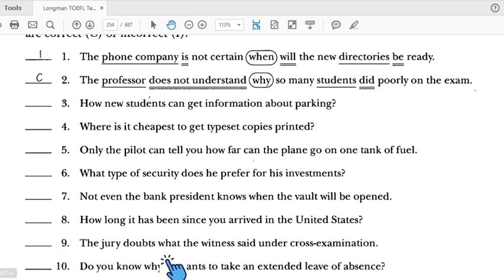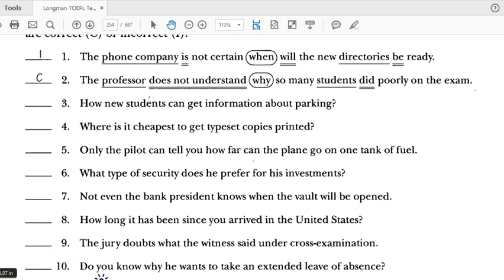The jury trials is not a question word. We have to look directly at this one. It means that there is a connector in the middle, because two clauses, jury trials, subject, verb. Okay, it means that number 9 is correct.